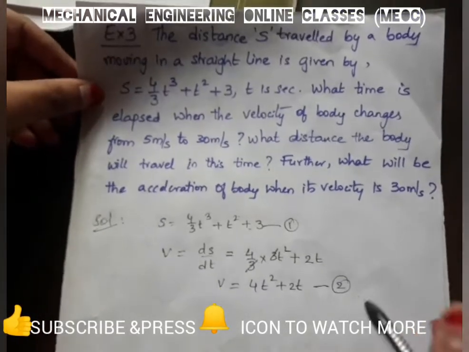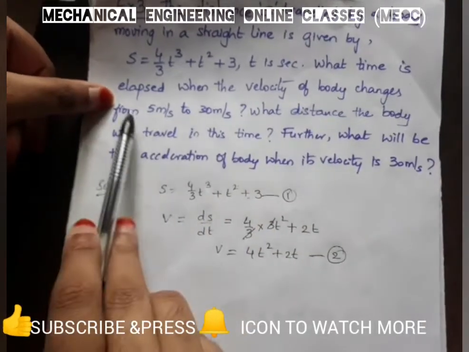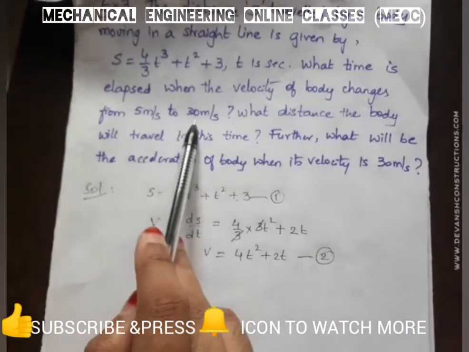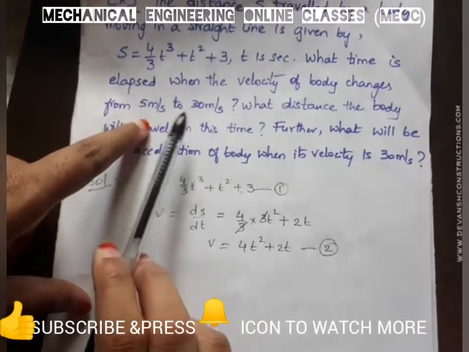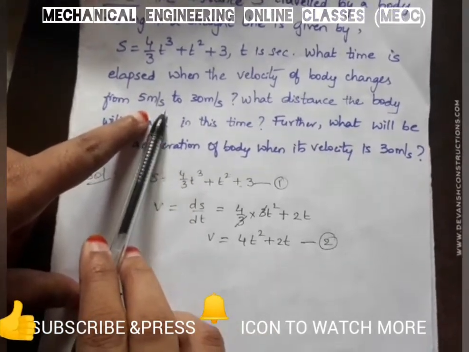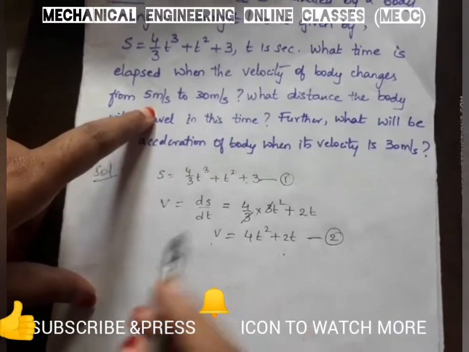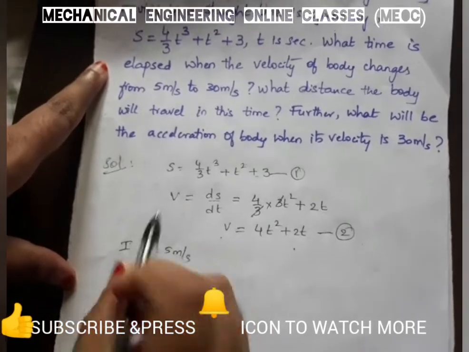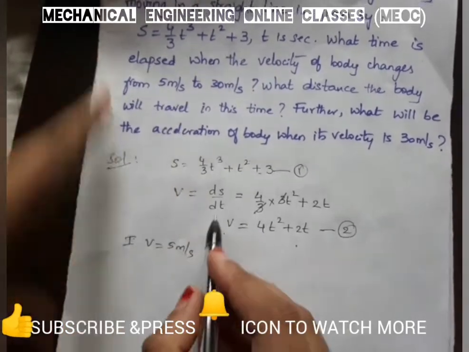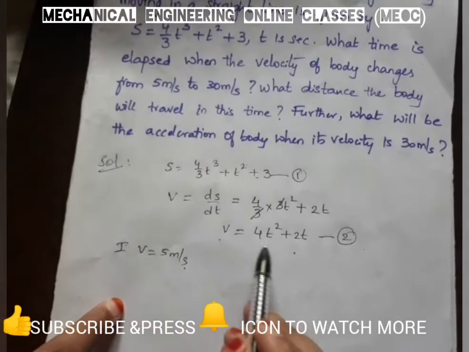Now the question is, what time is elapsed when velocity is changing from 5 meter per second to 30 meter per second? In the sense, we have some data in terms of velocity and we have to find time. Anyway, we have the expression for velocity in terms of time. So, in the first case, velocity was 5 meter per second. It is given here. So, let us find when is velocity 5 meter per second. What was the time that time?